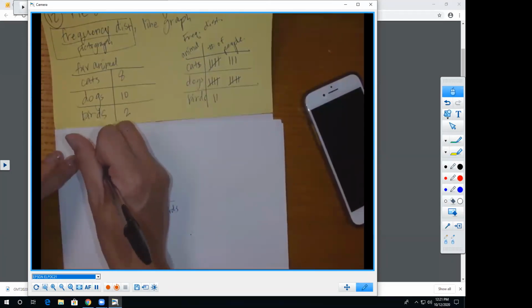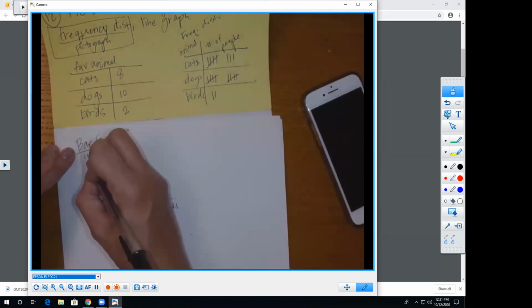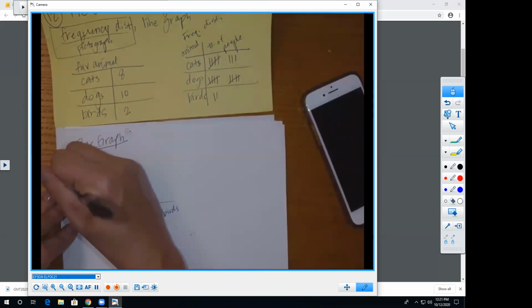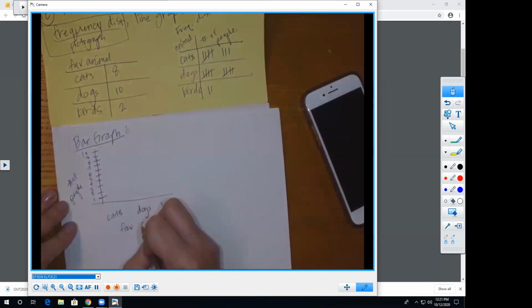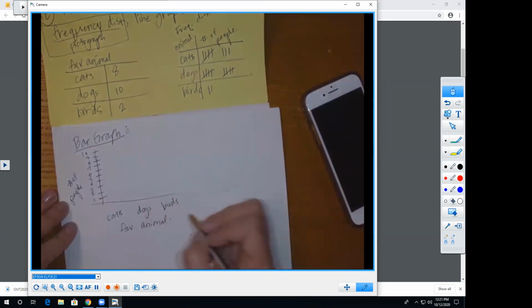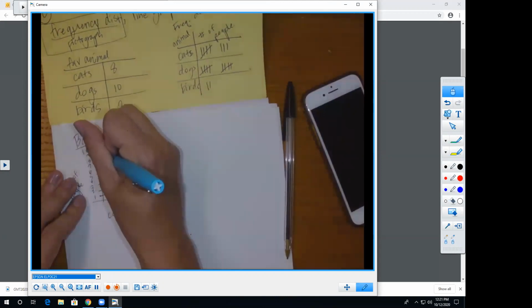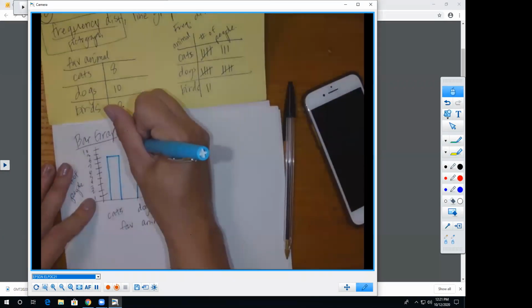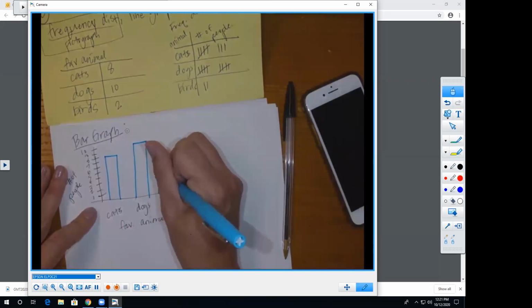8, 9, 10. Okay, and this would be the number of people over here. This would be your favorite animal on bottom. So for cats, we said 8 people like cats, so you would draw a bar up to 8. For dogs, we said 10 people like dogs, so we draw a bar up to 10. And for birds, only 2 like birds, so you draw a bar up to 2.